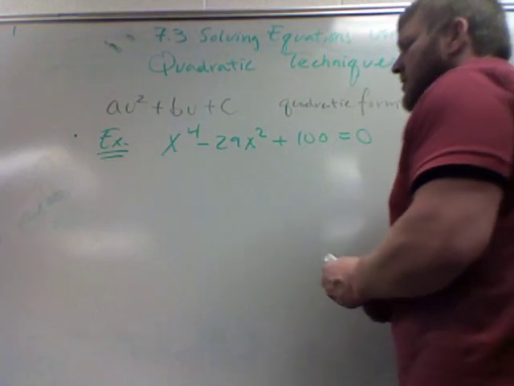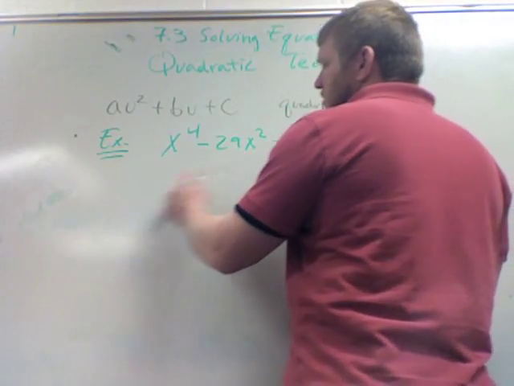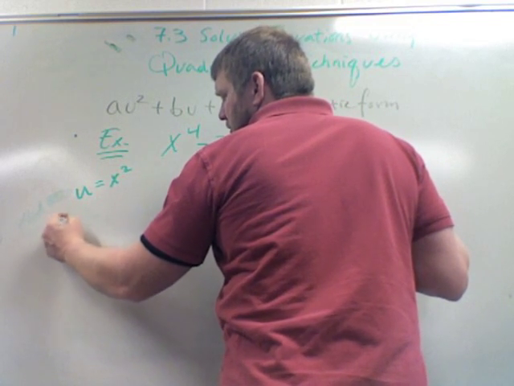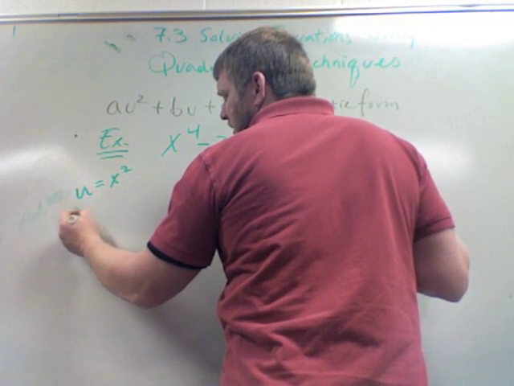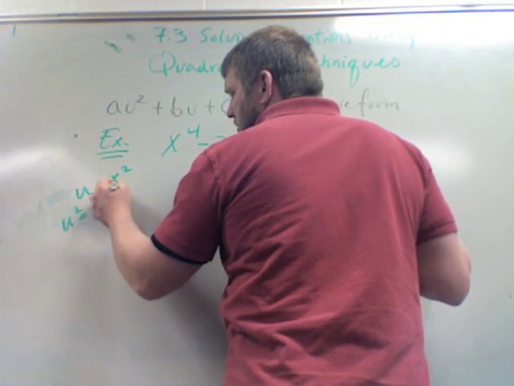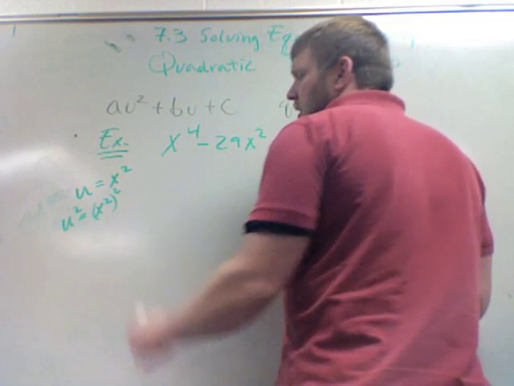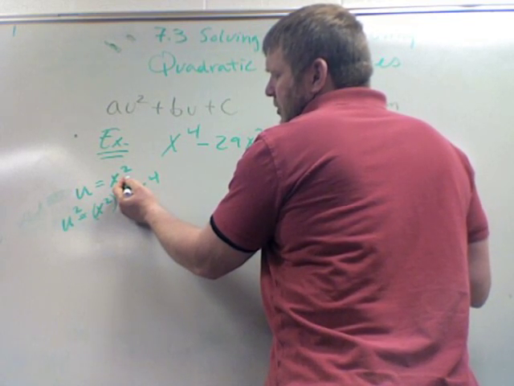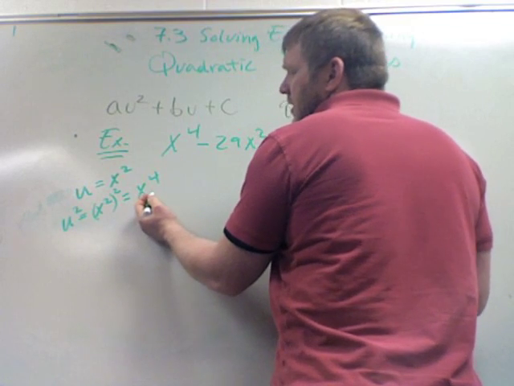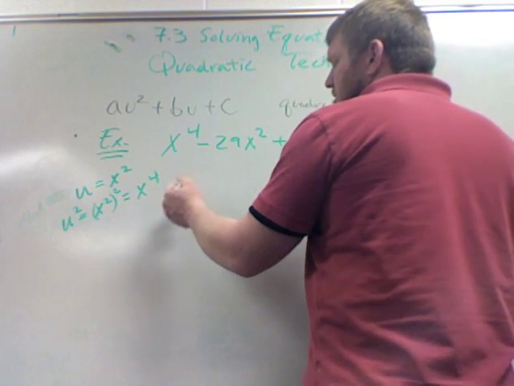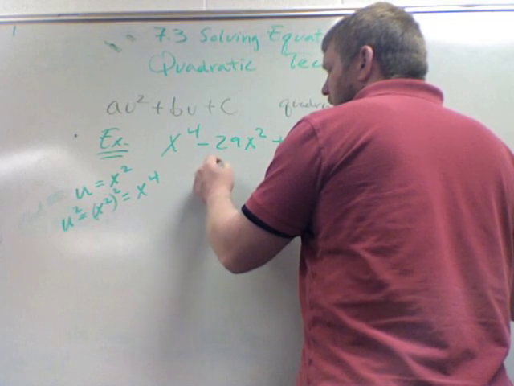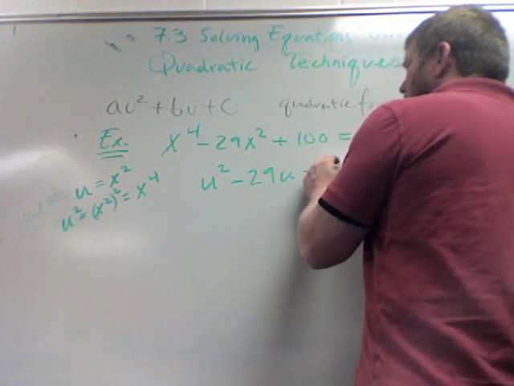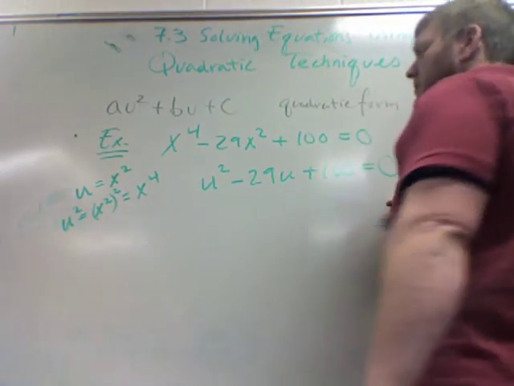But in this particular case, if I let u equal x squared, then u squared, which would be x squared squared, would end up being x to the 4th. So my u would be equivalent to x squared, and my u squared would be equivalent to x to the 4th. So u substitution would work here. So I'd go u squared minus 29u plus 100 is equal to 0.